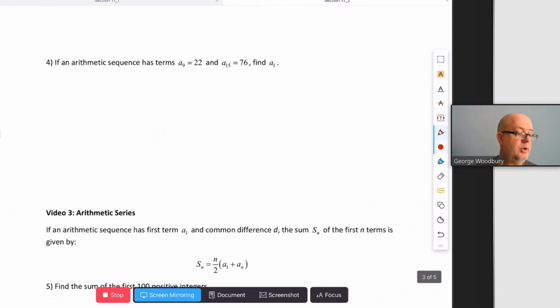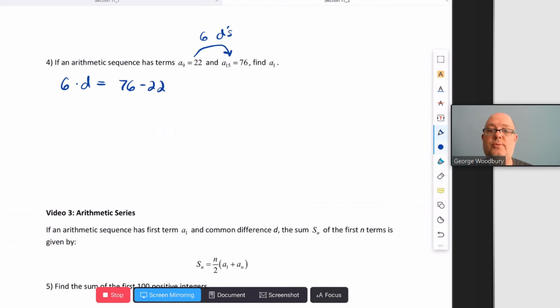One last one to go. We're told that a sub 9 is 22, a sub 15 is 76, and we just want to find a sub 1. So this is part of what we did in the last one. First, from a sub 9 to a sub 15, that is 6 differences away. So we know that 6 times the common difference would be 76 minus 22, or 6d equals 54, or d equals 9.